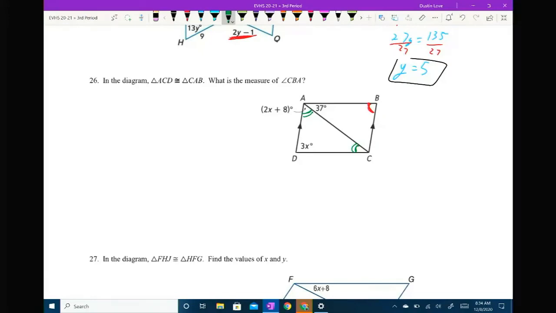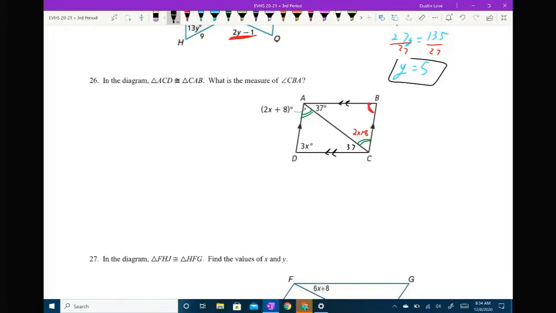Okay. Whoa. I put that in the wrong spot. Angle DAC is congruent to angle BCA. So what that tells me then is that this over here is going to be 2x plus 8. Oh, you know what? This is also one of those problems we made a mistake on. We should have also said that these two were parallel. And when those two are parallel, that also means that this angle here is 37.